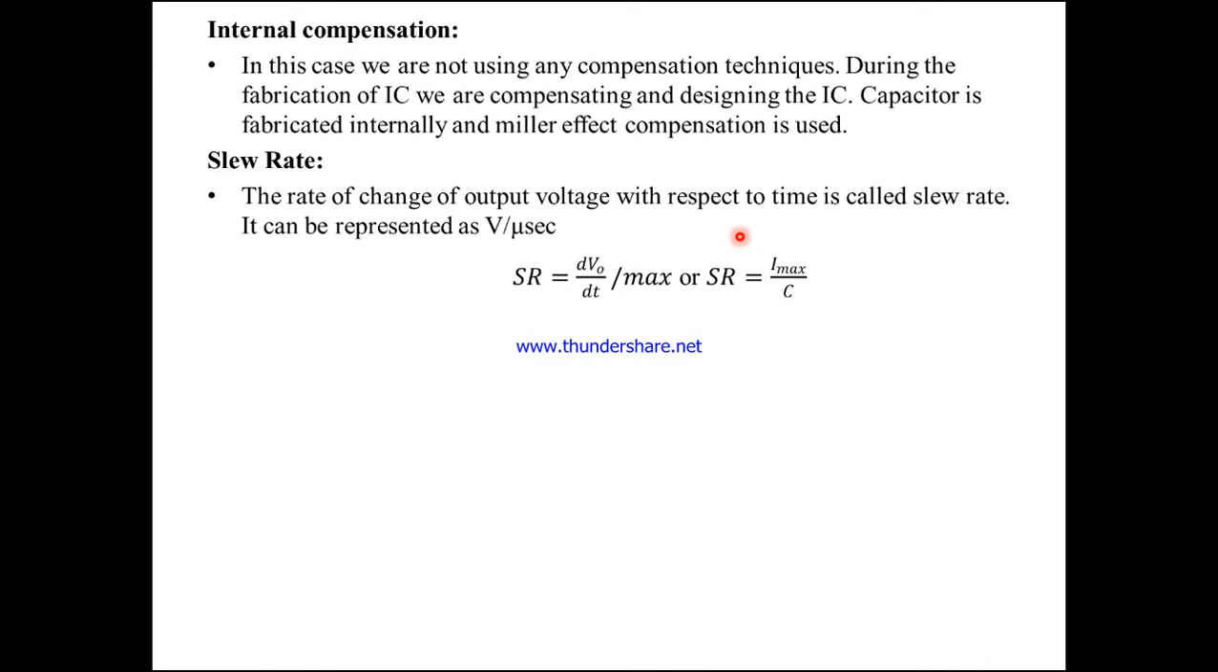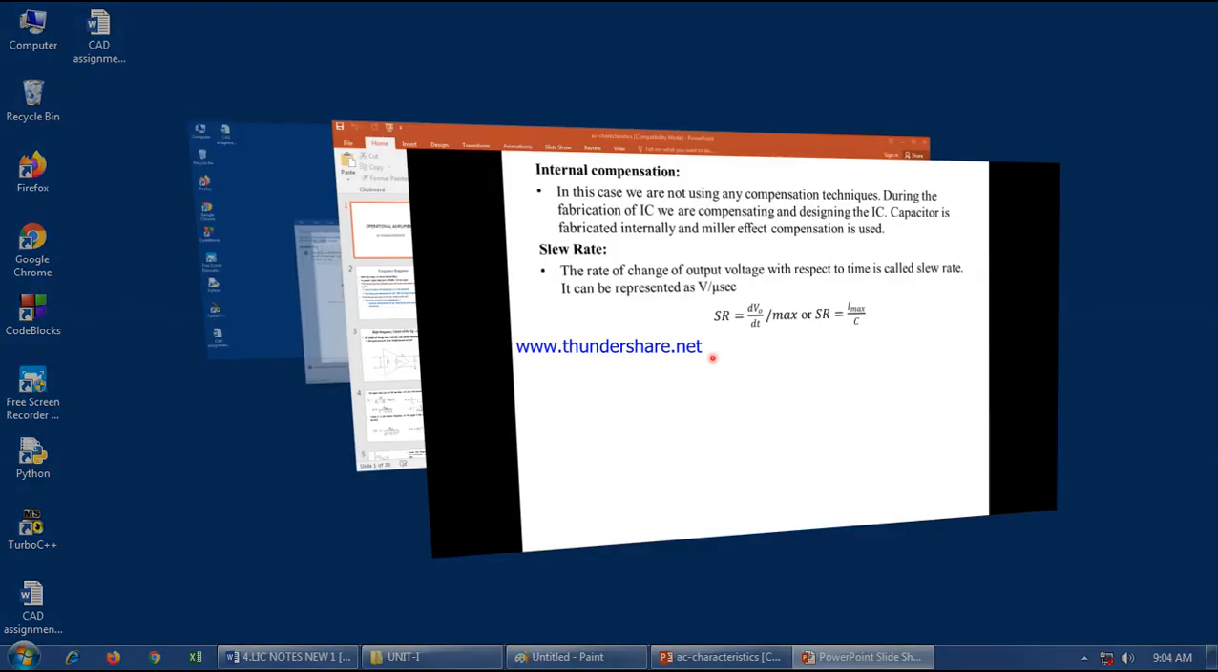And the last one is slew rate. It is the rate of change of output voltage with respect to time, and it is called the slew rate. It can be represented as volts per microsecond. That is, slew rate equals dV0 by dt at maximum, or SR equals I maximum by C.